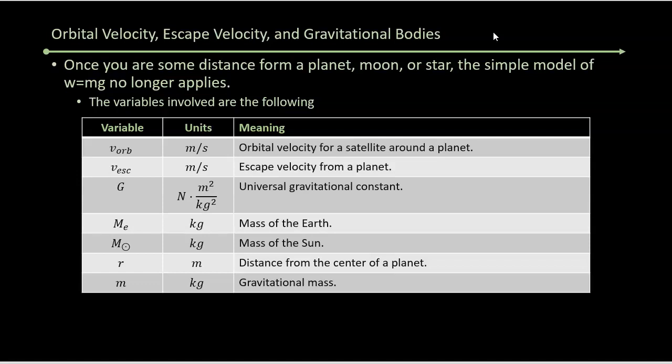G, capital G, is a universal gravitational constant. And I could even put its value here because it is a constant. Mass of the Earth, we use the symbol m sub e. Mass of the Sun, we use the symbol m with this circle with a dot in the middle of it as the mass of the Sun. R is the distance you are from the center of a planet, and m is your gravitational mass.